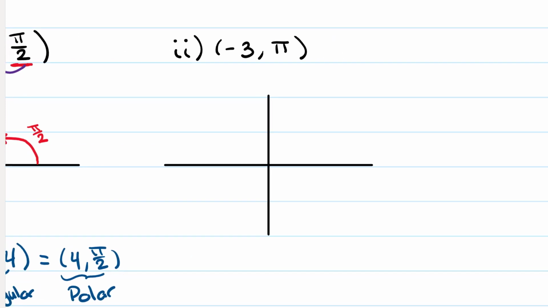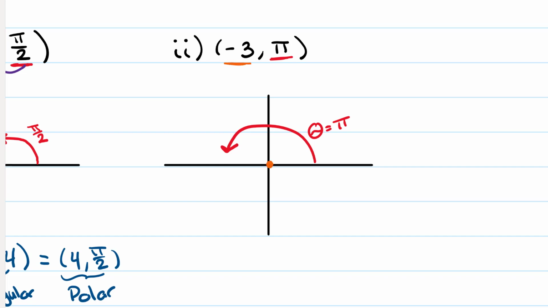Alright, the second one we're going to look at is negative 3 comma pi. So the first thing I do is look at the second value, which is pi. So I need to rotate pi. There we go. I rotated pi, which is 180 degrees. So theta is equal to pi. And then this number tells me negative 3.